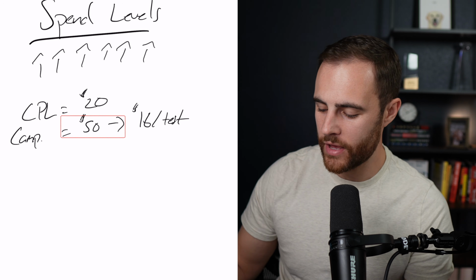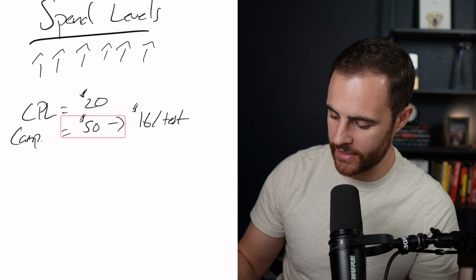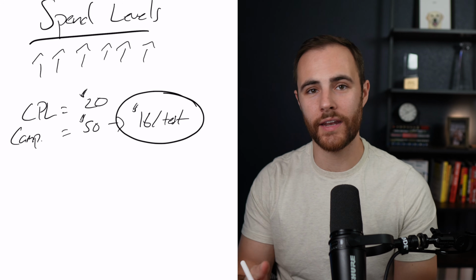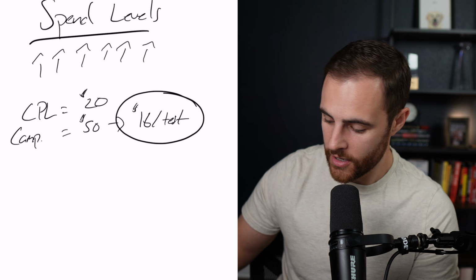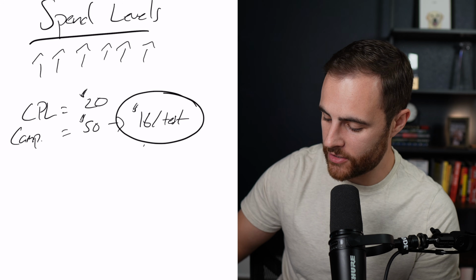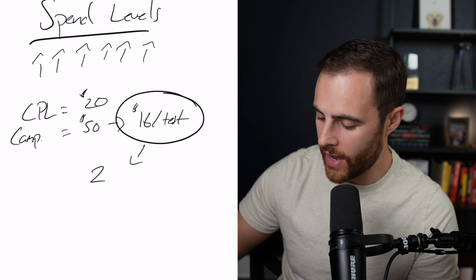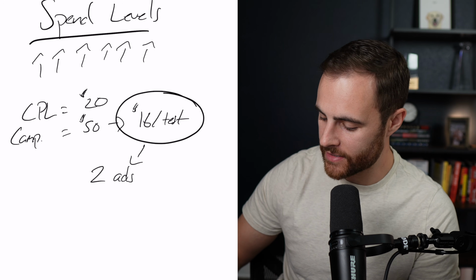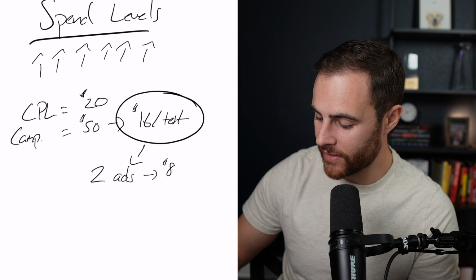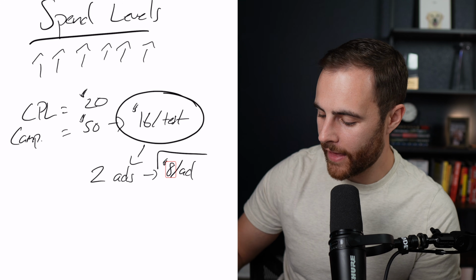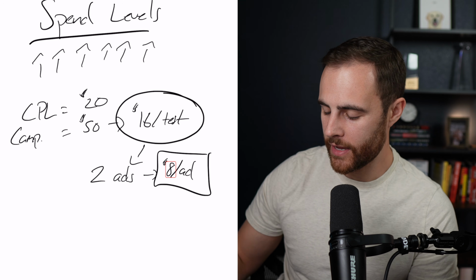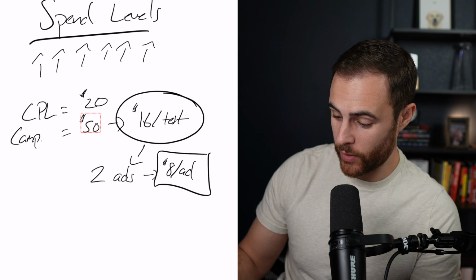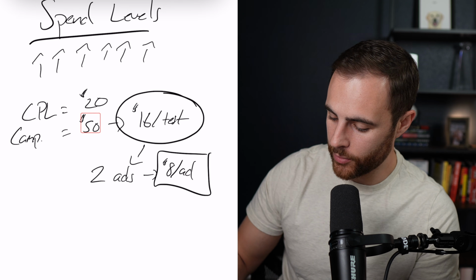Now, the problem with $16 to test this is that this $16 to test would be split up between the number of ads that you're trying to test. So for our example, let's just say we did 2. All right, so if we did 2 ads, right, at $16 for the entire test, that's only $8, right? $8 per ad. And that's a problem, okay? So that's a problem because this $8 per ad is literally half of our cost per lead, right?